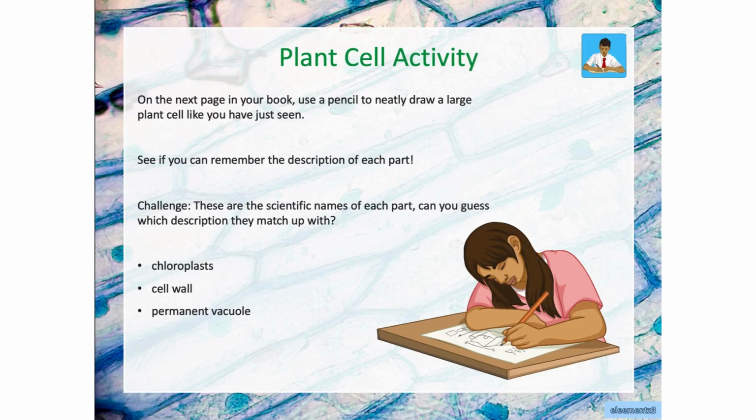On the next page in your book, use a pencil to neatly draw a large plant cell like you have just seen. See if you can remember the description of each part. Challenge. These are scientific names of each part. Can you guess which description they match up with? Chloroplast, cell wall, permanent vacuole.